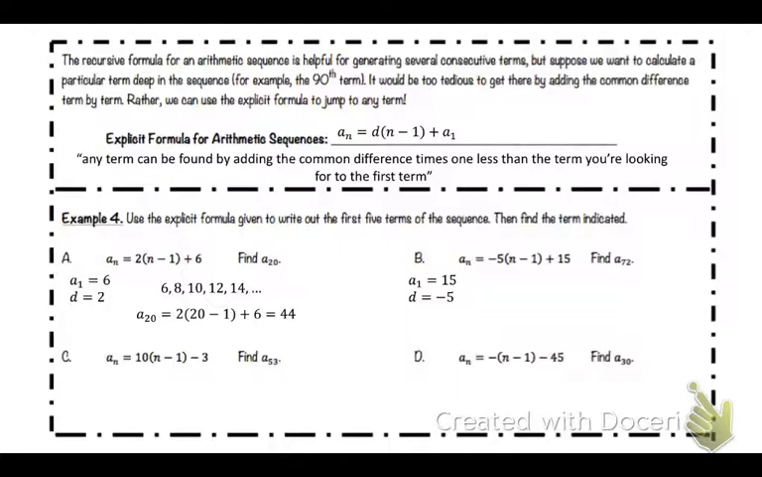So my first term is 15. The common difference is negative 5. So those first 5 terms are 15 minus 5 is 10, minus 5 is 5, minus 5 is 0, minus 5 is negative 5. Now I'm asked to find the 72nd term. So that's a sub 72 equals negative 5 times 72 minus 1 plus 15. Plug it into your calculator, you get negative 340. Okay, we're going to save those examples for class.